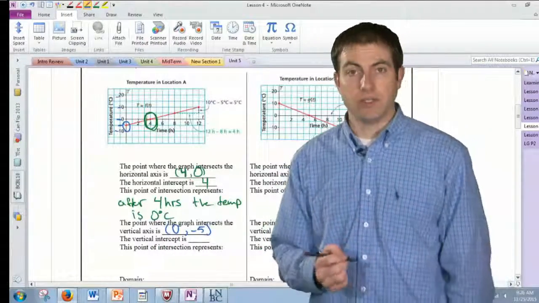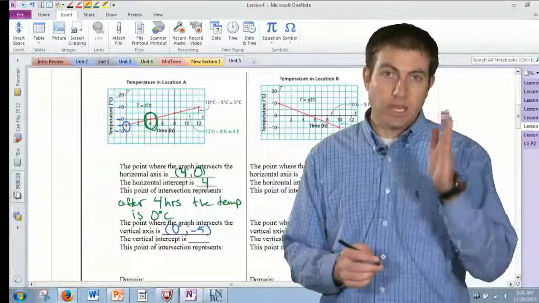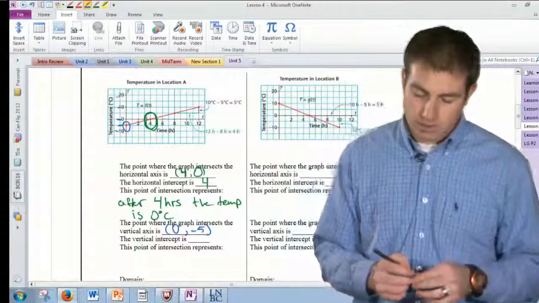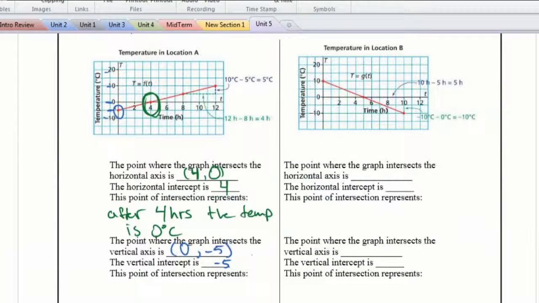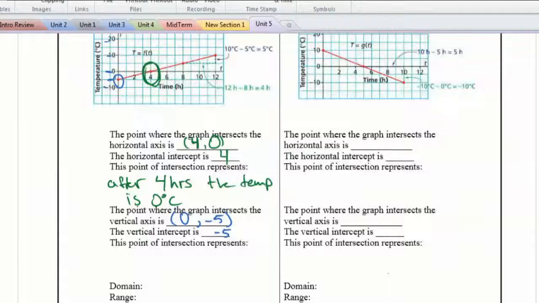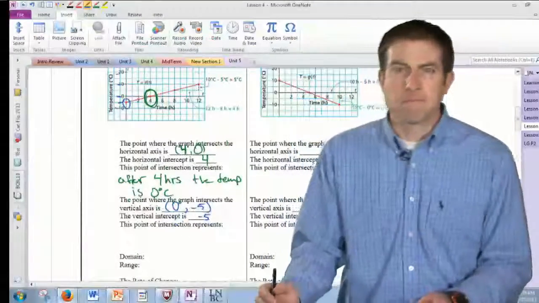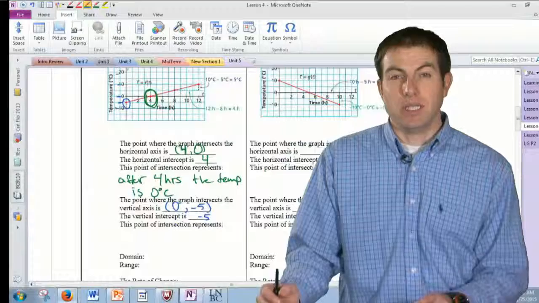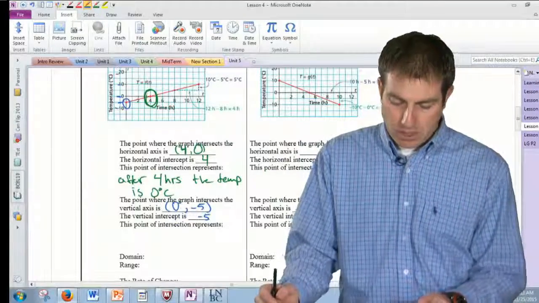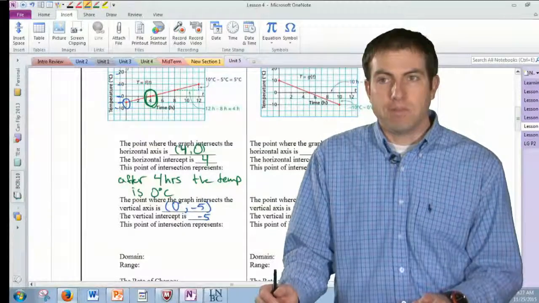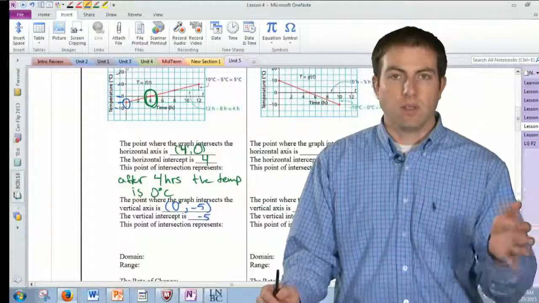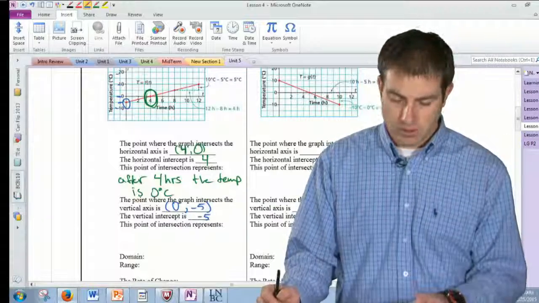So the vertical intercept, the place where the red line crosses the vertical or the up and down axis, is at -5. Now, trying to figure out what's significant about this point is maybe a bit trickier, because it might not be completely obvious. There's not a ton of significance to it, but the point of intersection represents what? What does that point mean? It's saying that -5 is the temperature there.